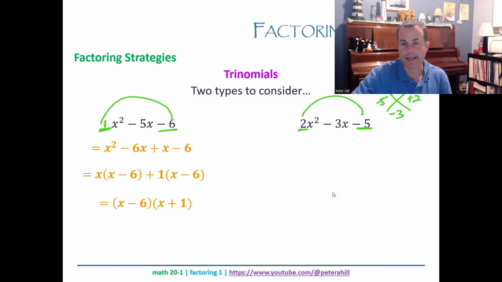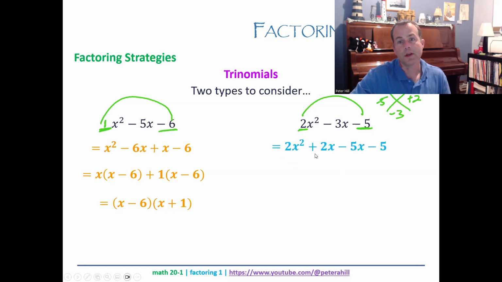We're going to break that -3x into the -5x and the +2x. Factor the front 2, factor the back 2. So I'm looking at 2x that I can take out of here, and I'll be left with x plus 1.